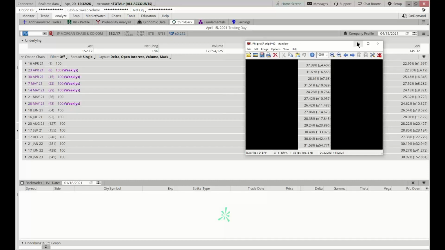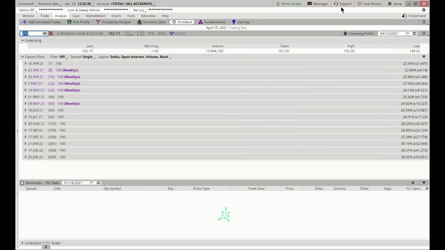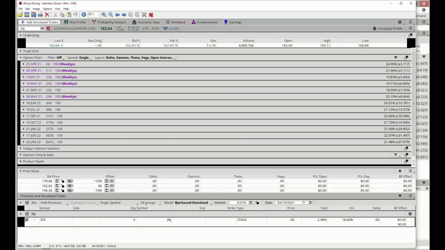All right, now let's move on to some more current examples. Let's look at Johnson & Johnson pre-ER. Johnson & Johnson, this is yesterday. This snapshot was taken just yesterday during live market hours. And this was the implied volatility of the options that expire this coming Friday, April 23rd.